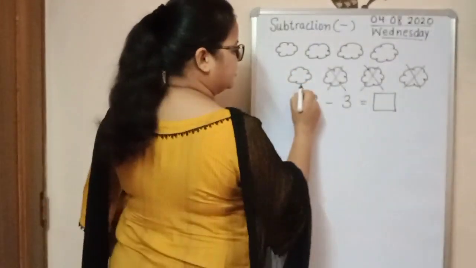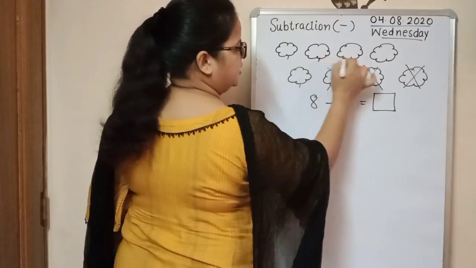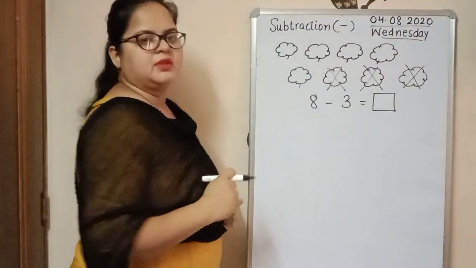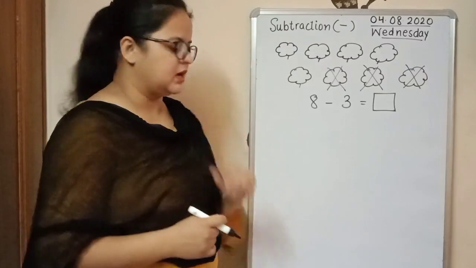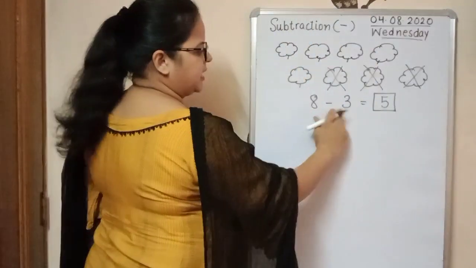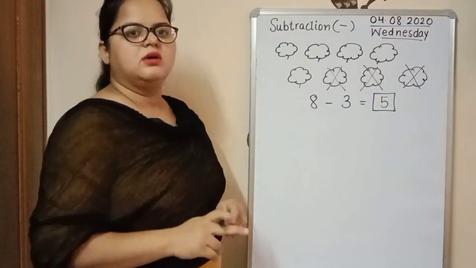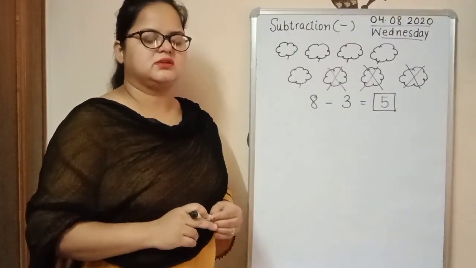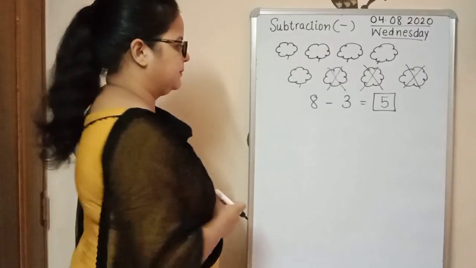How many are left? 1, 2, 3, 4, 5. We have 5 clouds now. So we will write number 5 here. 8 minus 3 is equal to 5.